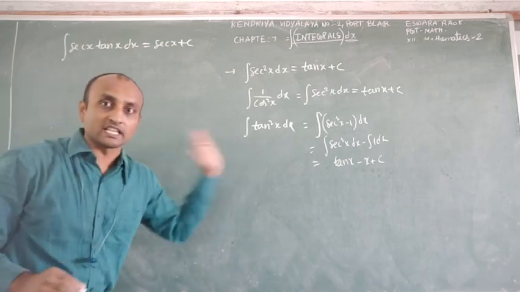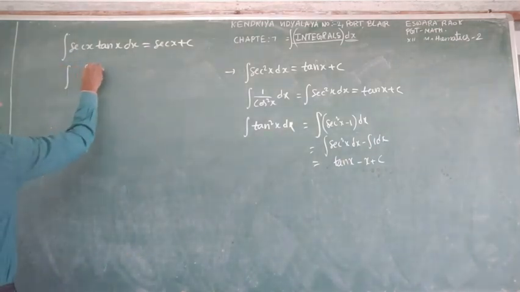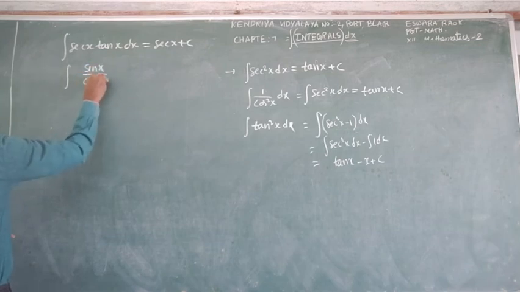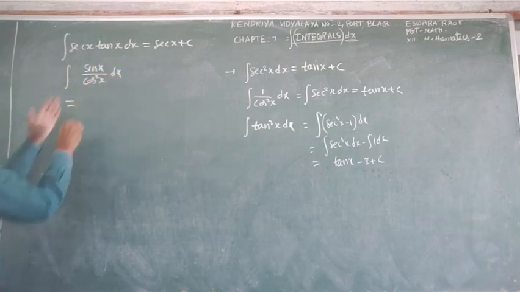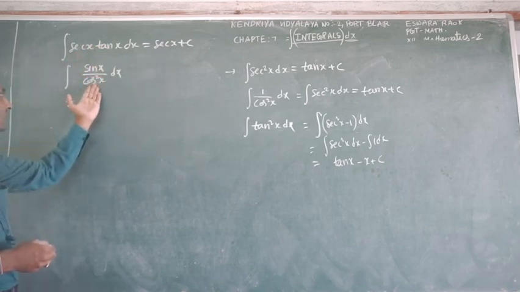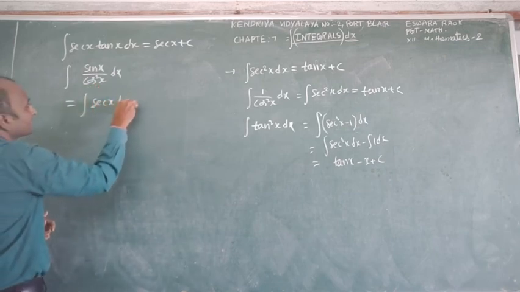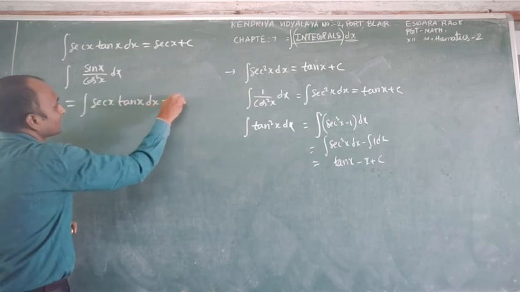We get in the question like this only. Integration of, what is integration of sin x by cos square x? You try to know that. Sin x by cos square x is nothing but secant x tan x only. Writing secant as 1 by cos, tan as sin by cos, you get this. So immediately you can write this as secant x tan x dx, whose answer is secant x plus c.